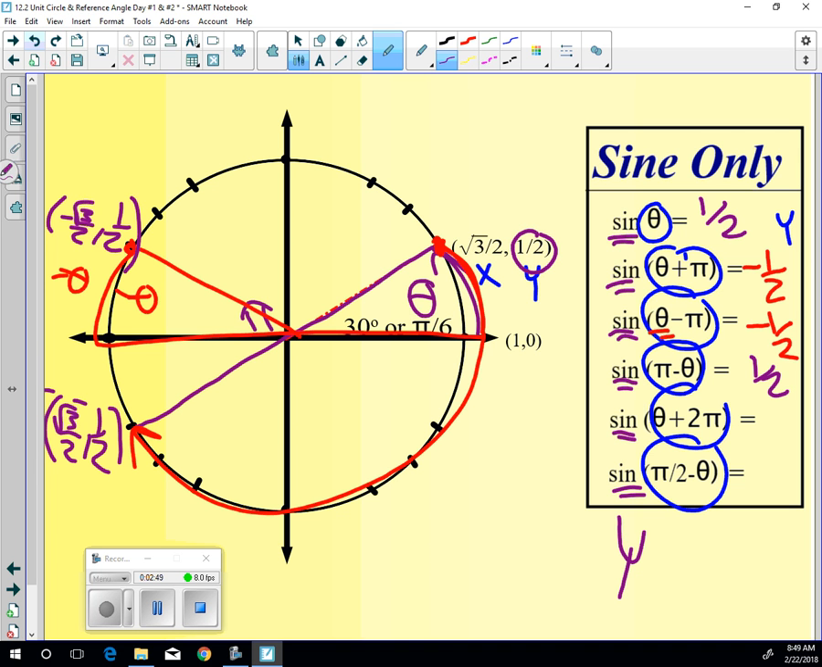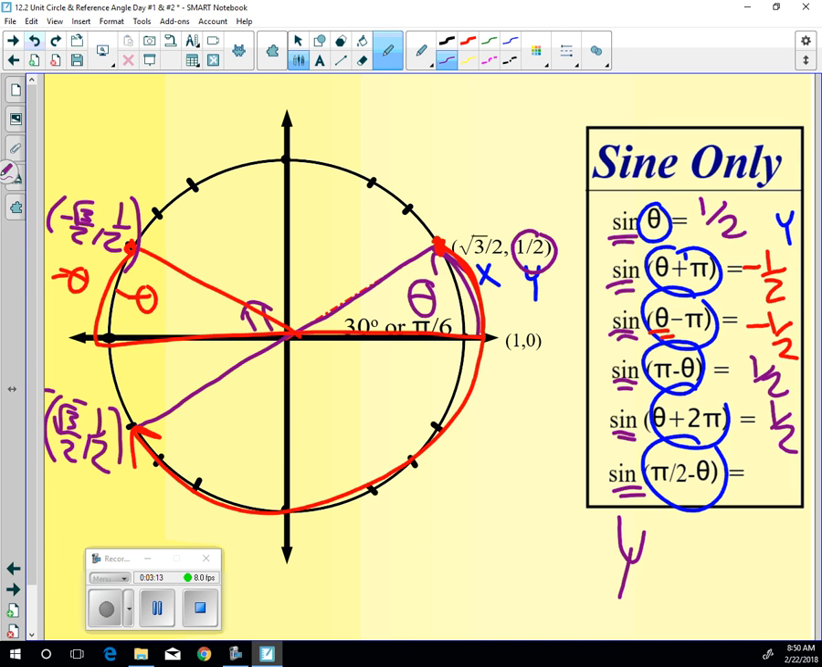Masha, what did you get for this one? Theta plus 2 pi. I go with theta, then where do I go? Around the circle, back to the same spot. So what's that y going to be for that one? 1/2. Same coordinate, same y value.